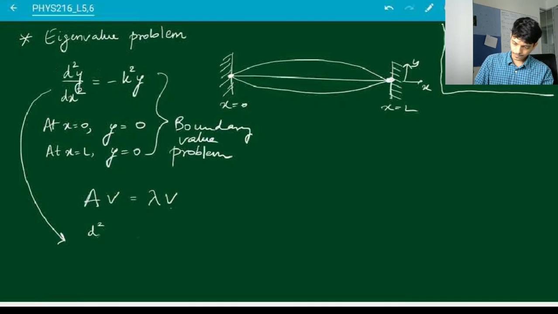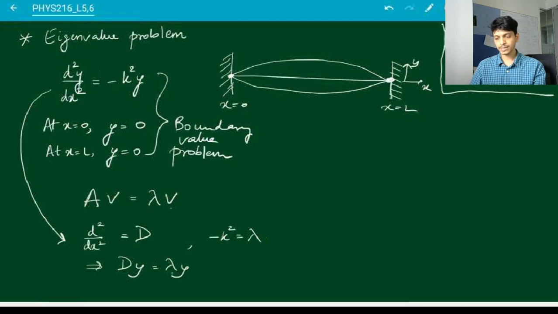So I can call this operator some D, and suppose I refer to this constant minus k square as lambda. Then this equation becomes D operating on y is equal to lambda y. So this is the same as your eigenvalue equation. Only thing is over here, this is not a matrix equation. This operator is not a matrix operator, it's a differential operator. But still, all the properties that you learned in linear algebra still hold. So this is your eigenvalue equation.